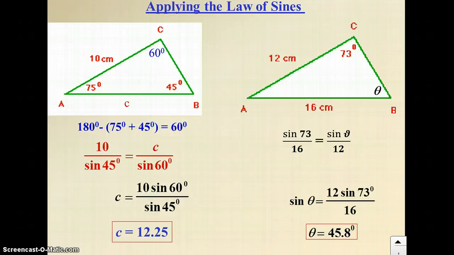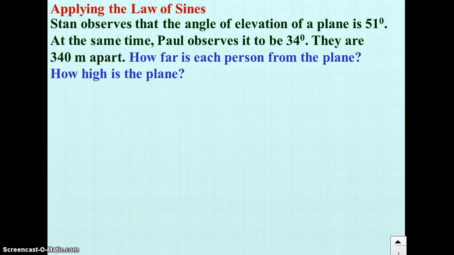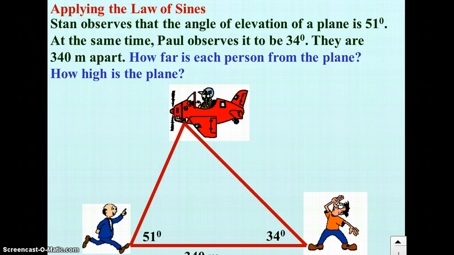All right, here's another word problem. Applying the law of sines, we're talking about Stan and Paul observing an airplane. So here's our diagram. Stan sees it at an angle of 51 degrees, Paul sees it from 34 degrees. They're 340 meters apart.